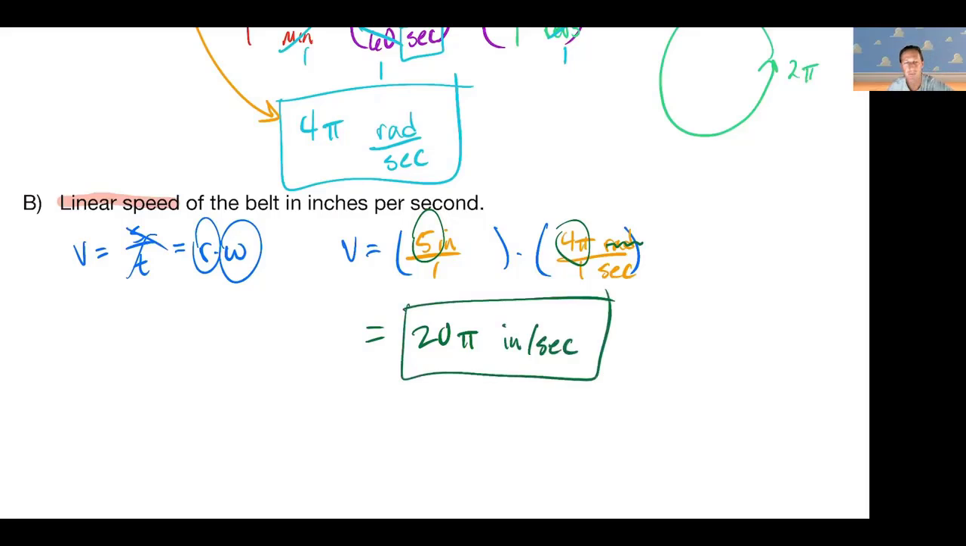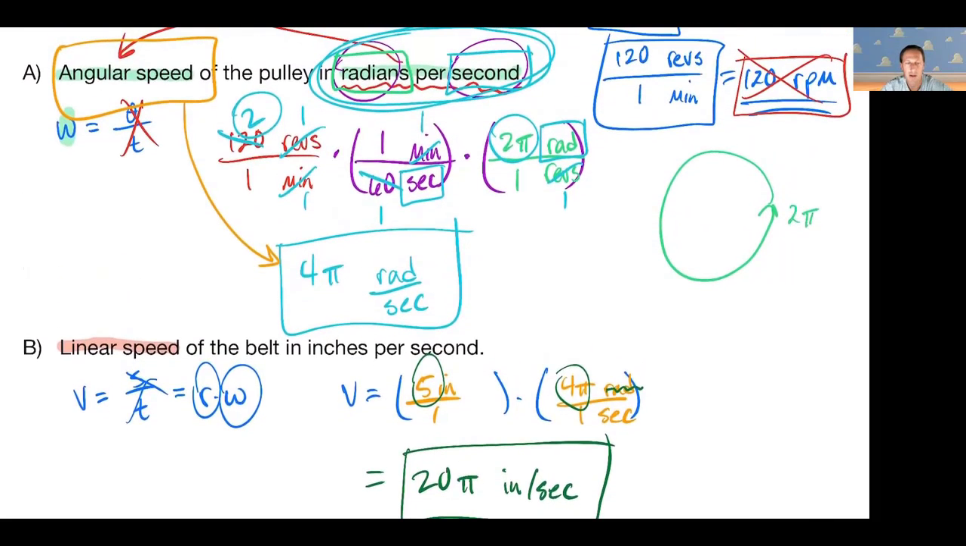That's it. I was going to do another one that's similar to this, but I think it's a little bit more straightforward, pretty easy, other than the fact that part A didn't use a formula at all. It used a different form of the angular speed, and then we were off to the races.